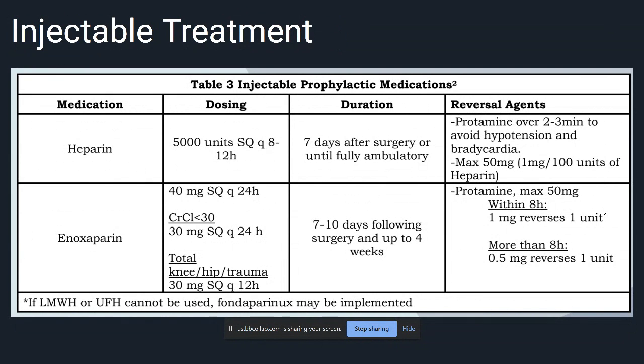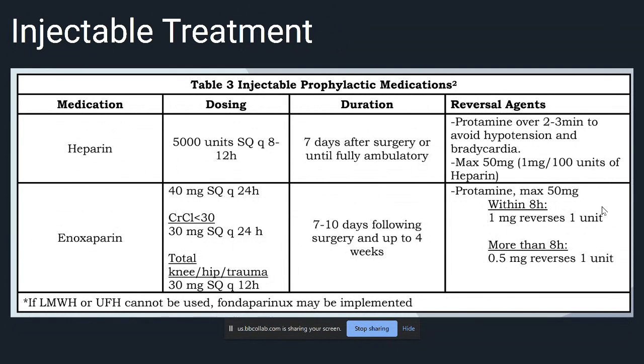The reversal agents include protamine. For this, in particular, it needs to be administered over 2 to 3 minutes to avoid hypotension and bradycardia. The max dose is 50 milligrams, regardless if you were reversing heparin or enoxaparin. 1 milligram of protamine will reverse 100 units of heparin.